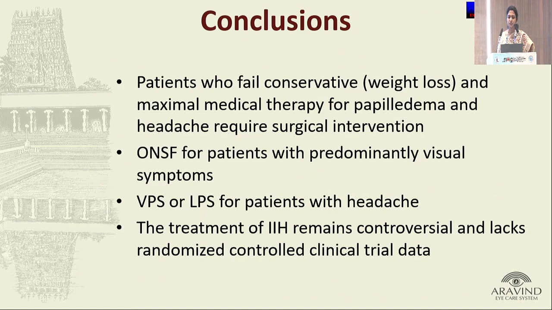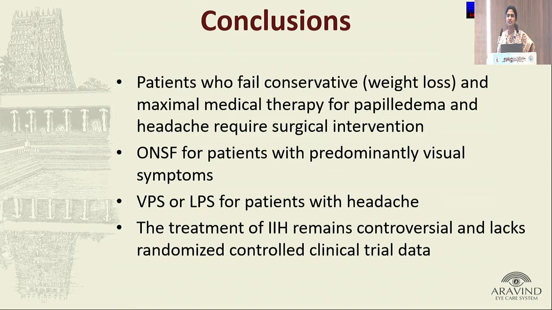So in conclusion, patients who fail conservative and maximal medical therapy for papilledema and headache require surgical intervention. So optic nerve sheath fenestration for patients with predominantly visual symptoms, they are the good patients for such fenestration treatment. And the shunts for patients with headache. So one strong message is, if there is headache, we can go for shunt, but when there is more of a visual loss, I think we should resort to fenestration.